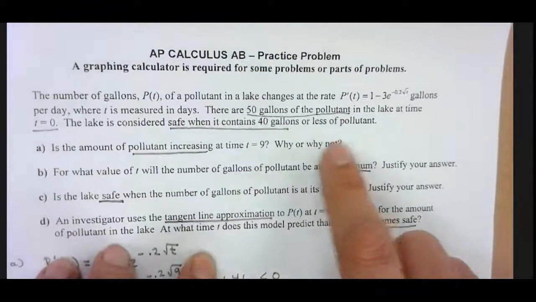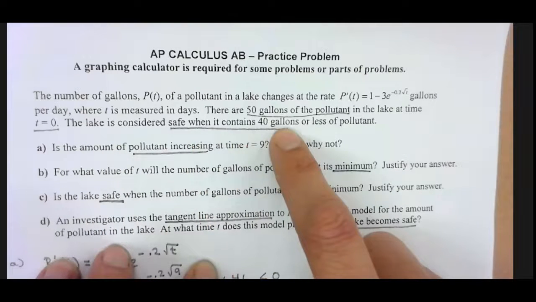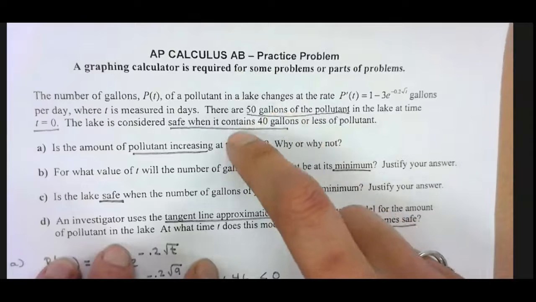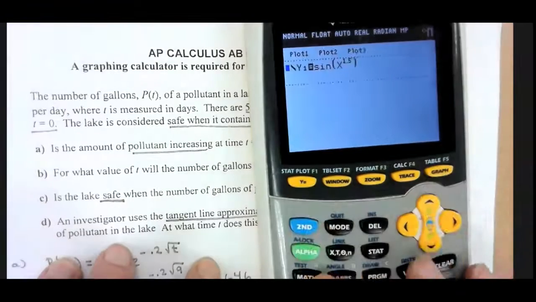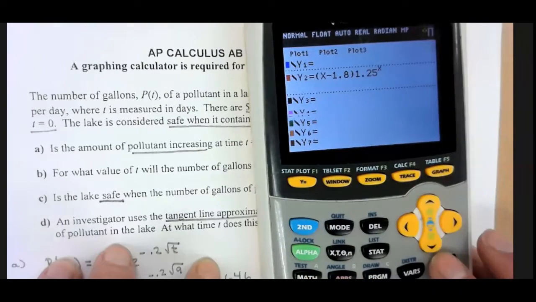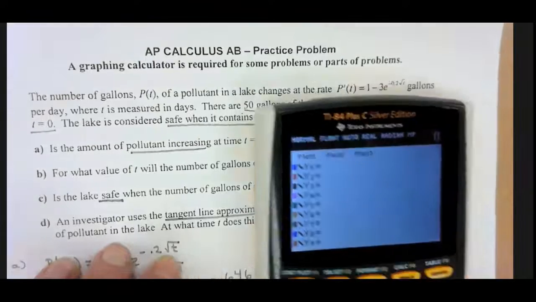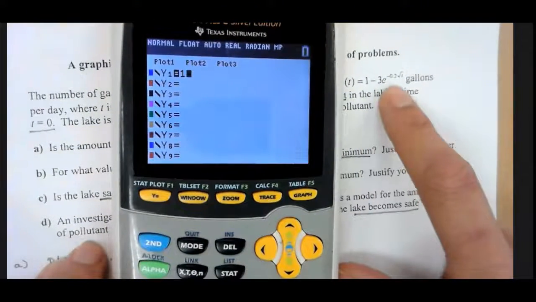Okay? And then it says the lake is considered safe when it contains 40 gallons or less. So we need 10 gallons of pollutant to leave. So I'm going to my calculator. I'm clearing out my y1 and y2, and I'm typing in the derivative. You're given it. It's right here.